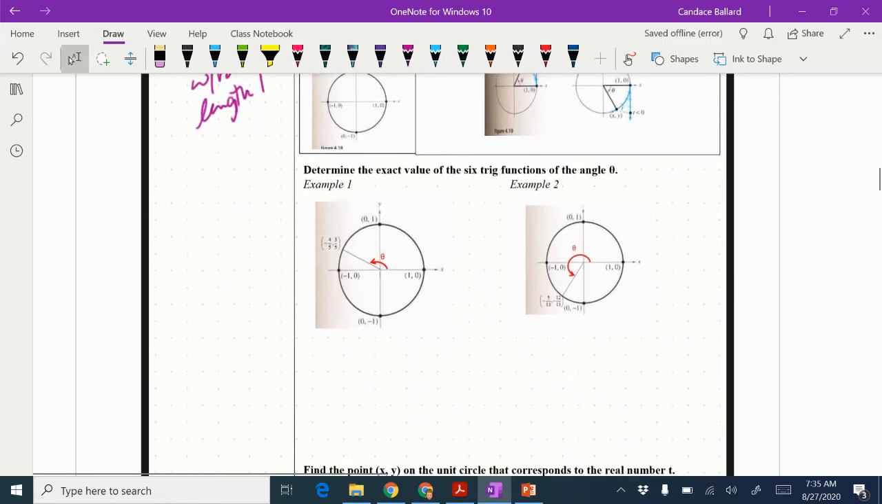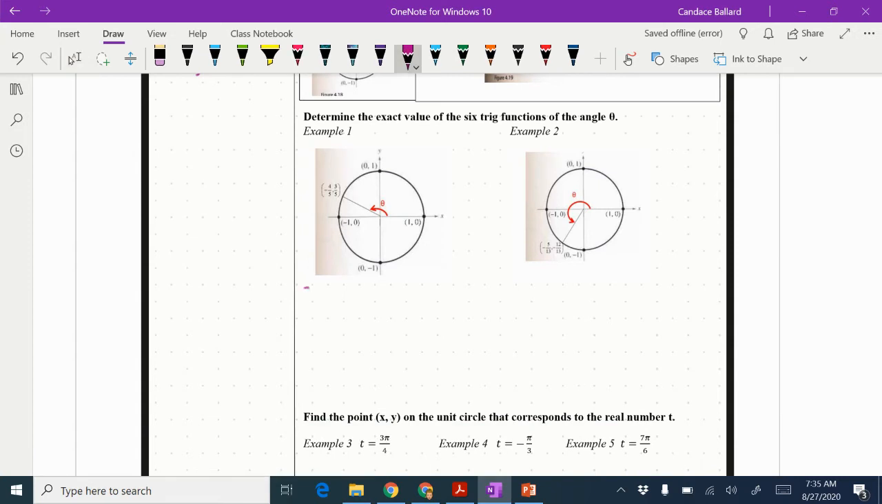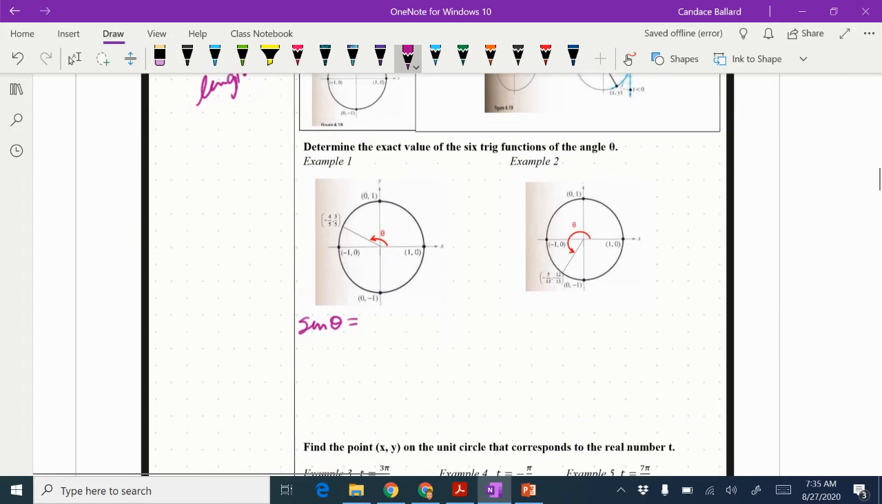So in these first couple examples, we're going to determine the exact value of the 6 trig functions of the angle theta. I'm going to start with example 1, and I'm going to start with sine of theta. Technically, we're just going to look at the coordinates. This is the angle. They told us that's the theta, so I'm going to use these coordinates right here. Remember, cosine is x, sine is y. So if I'm looking for sine, I'm simply going to read the y coordinate. If I'm looking for cosine, I'm simply going to read the x coordinate.